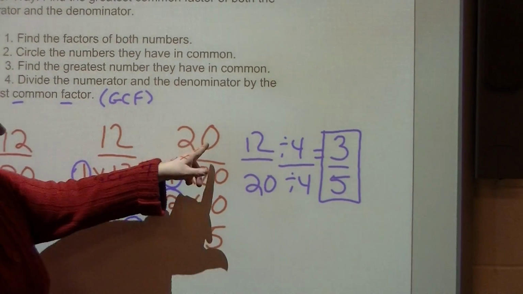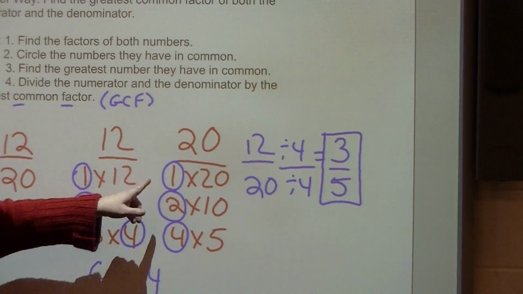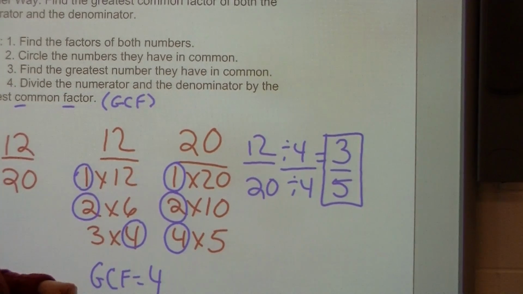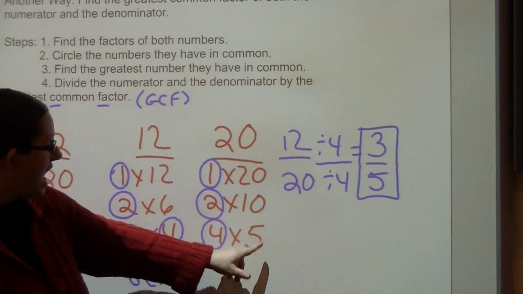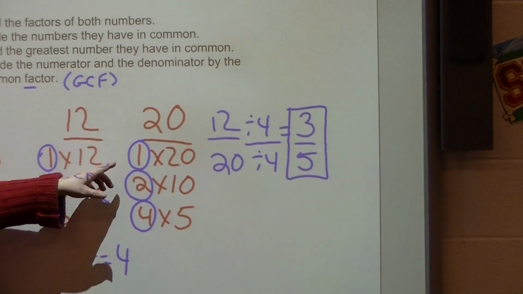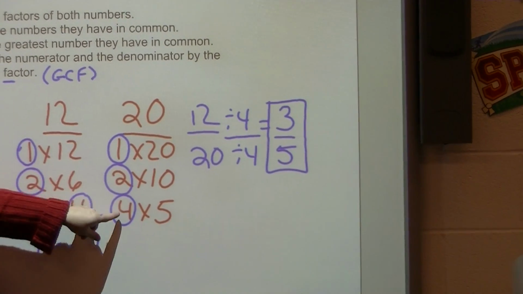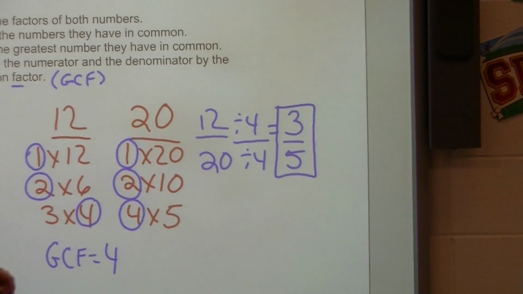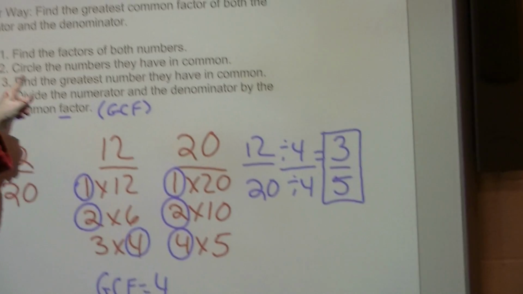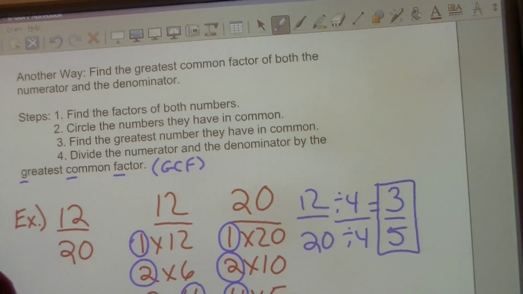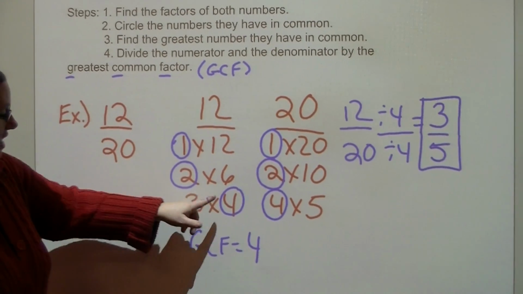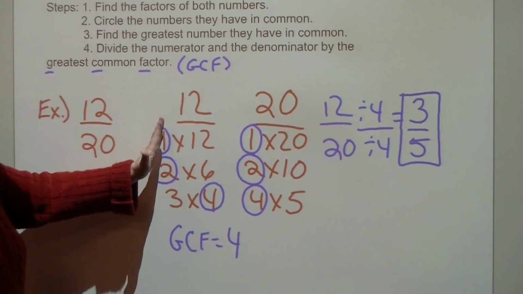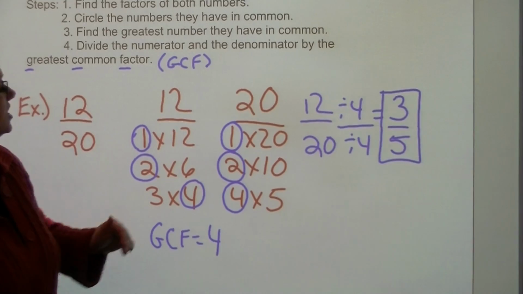We're going to do the same thing with our denominator, which is 20. We're going to do 1 times 20, because those are factors. 2 times 10 gets us 20. And 4 times 5 gets us 20. So our factors for 20 are 1, 2, 4, 5, 10, and 20. You will see here for the second step I said to circle the numbers they have in common. Common, remember, means the same. So they both have 1s, they both have 2s, and they both have 4s in their list. The number has to be in both lists, okay?